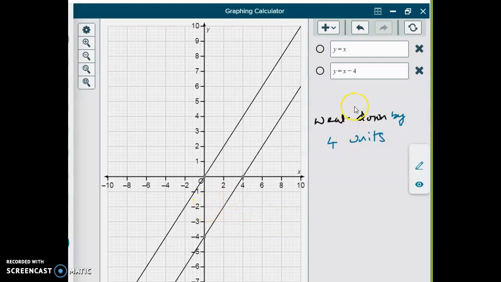Okay, so how do I know? Because I look at the graph and I can see it went down by 4 units. But how could I tell from the equation? Because y equals x minus 4, right? I know my parent function is y equals x, but I see that extra minus 4, and it tells me what's happening to my graph. My graph is going to go 4 units down, vertically. Make sense? So that's what's happening to the graph. Those are called transformations in Algebra 2.